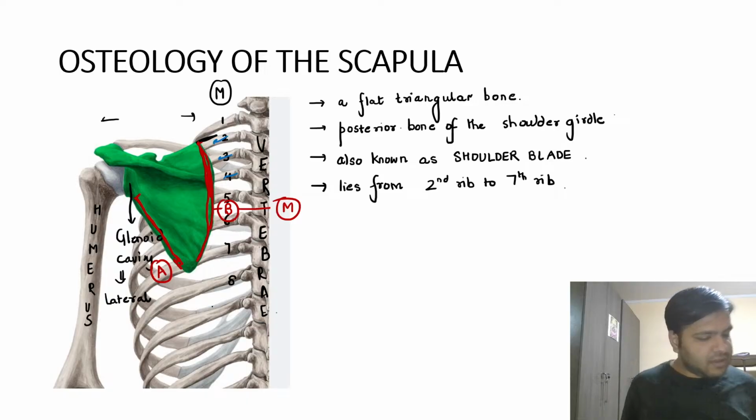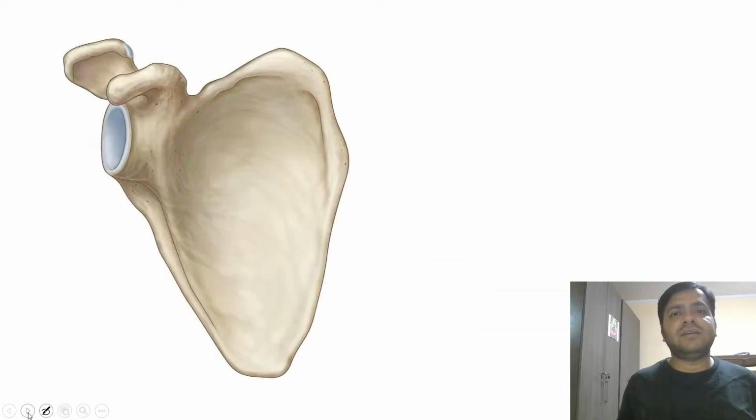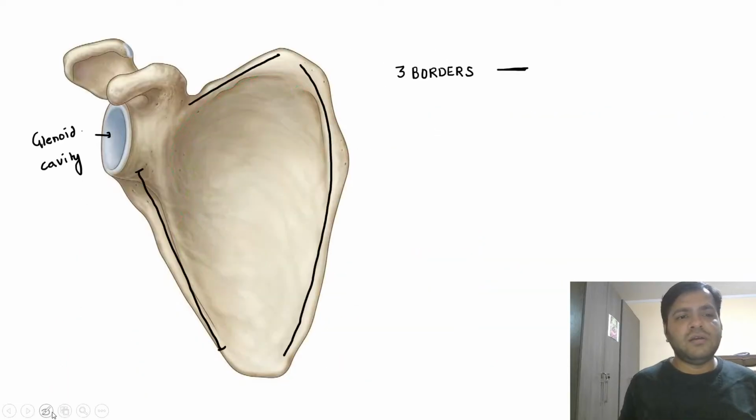Yes, yes, okay, everyone is right. Tikender, Kumar, Kafil, very good. And the one which is above will be the superior border. So we have three borders, the medial, lateral, and superior. Let us just try to look at this.